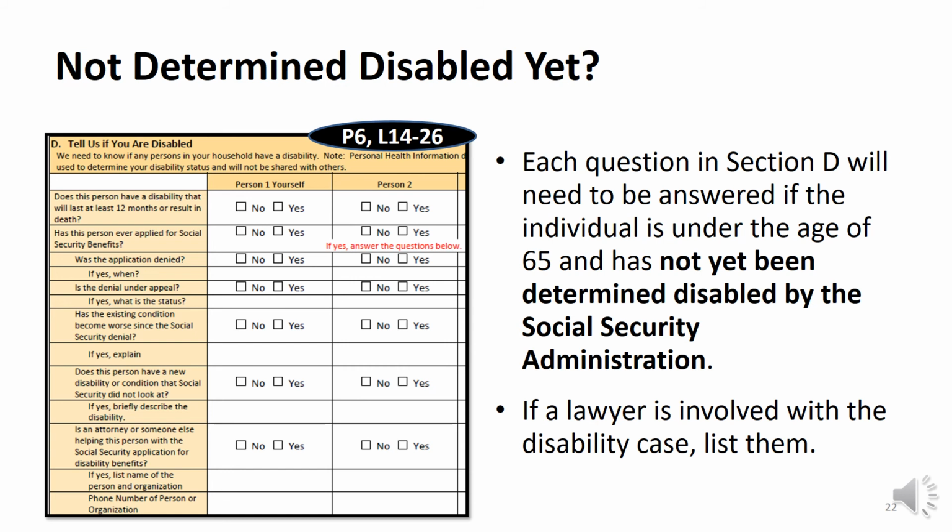If you've not yet been determined disabled, then you'll need to answer each question in section D. If you are under the age of 65 and, again, not had that disability determination from the Social Security Administration yet. The reason you have to do this if you're under 65 is because you're filling out the application for people who are over 65 or who have a disability. So if you're over 65, it doesn't matter if you have a disability or not. You are still potentially eligible for KanCare. If a lawyer is involved with the disability case, list them here.